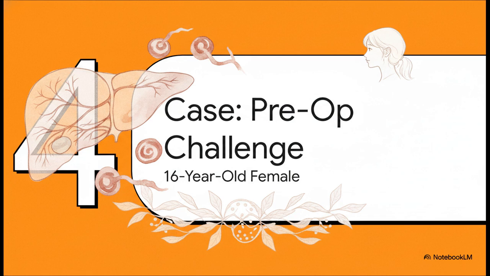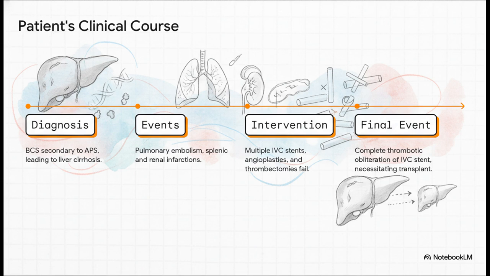Okay, so with that foundational knowledge, let's apply these principles to our actual case, a 16-year-old female who presented for a living donor liver transplant. Her history is a real testament to the severity and the relentless nature of her combined diseases. So, as you can see from her extensive history, this was a patient with a truly relentless, refractory prothrombotic state.